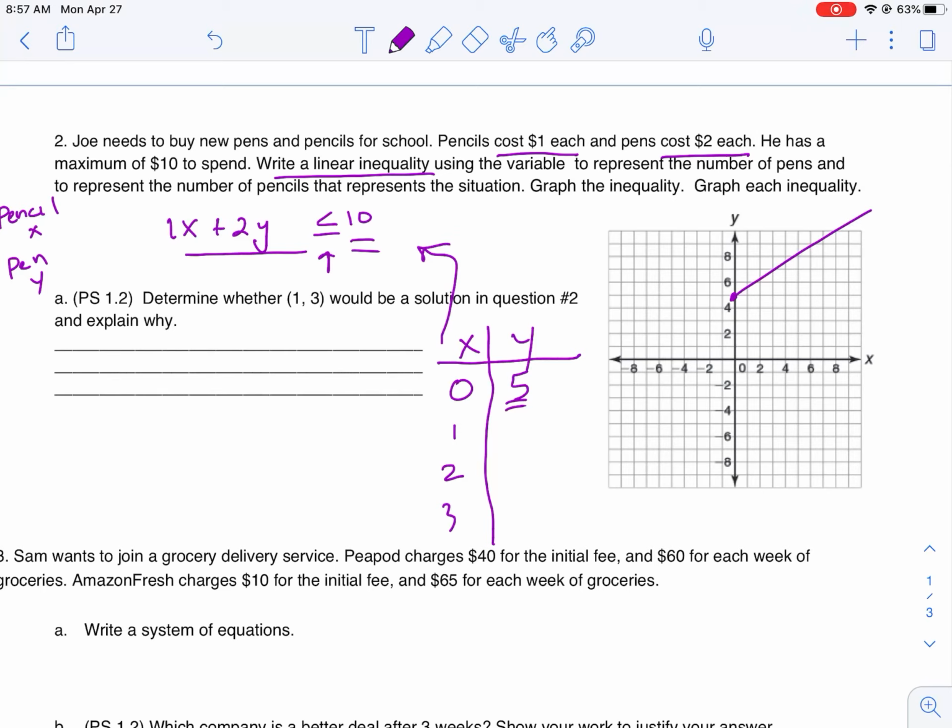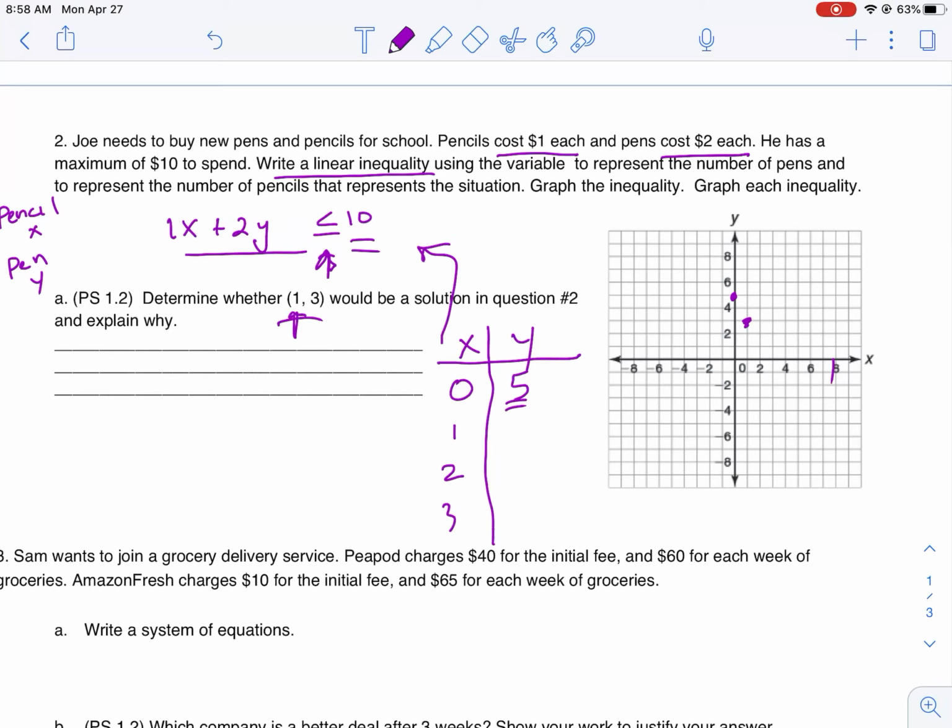Now, this line, if it goes like this, remember, it is less than here. So you're going to shade below, okay? Now, if this line goes down, you're still going to shade below either way, okay? And then what they want you to do is to determine if that is a solution. So you'll go to 1, 3, you'll come right here, and if that is in the shaded region, then the answer is yes, and you explain.